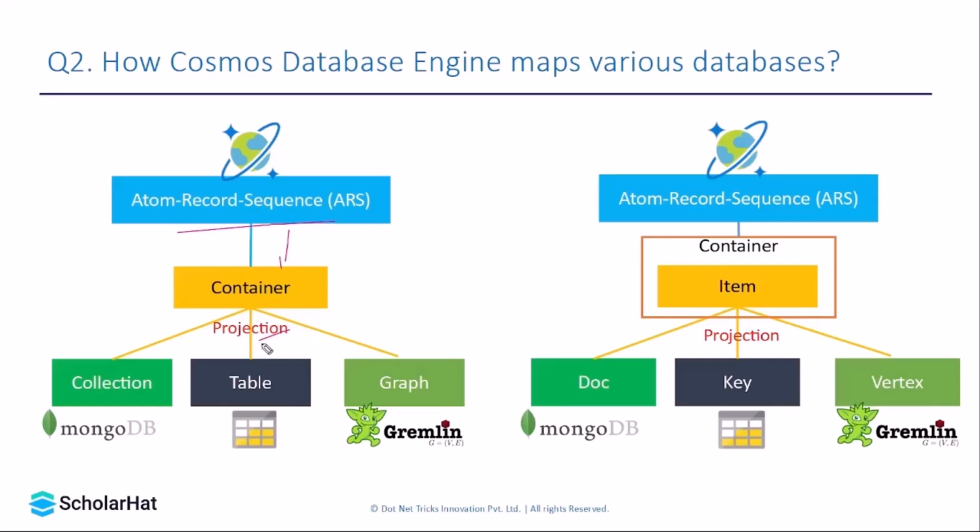If we are using MongoDB, we project the ARS into collection format. If we are using a Gremlin DB, we use it as a graph. If we are using a tabular format, then we use a key-value pair. Similarly, for an item inside a container, if it's MongoDB, it's called a document. If it's a table, it's a key-value pair. And in the case of a Gremlin DB, it's vertices and edges. So this is how our data is mapped inside Cosmos DB across various databases.